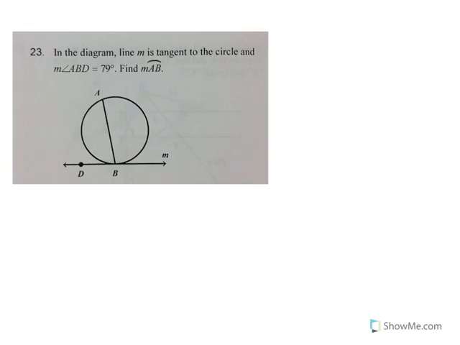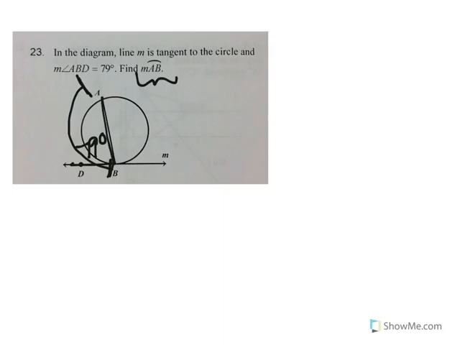Number 23. In the diagram, line M is tangent to the circle at point O, and angle ABD is 79 degrees. So ABD is 79 degrees, and we need to find the arc measure AB. Alright, so anytime we have an arc measure and it's only 2 letters, that means it's going to be the shortest distance, which in this case is this distance right here. You don't want to go the opposite way.